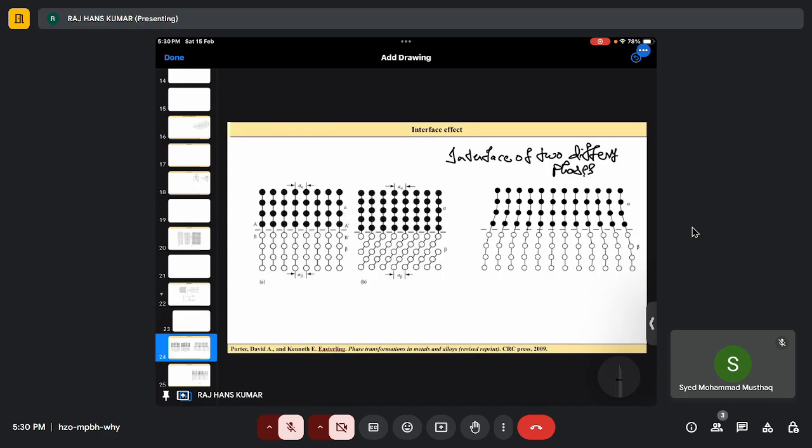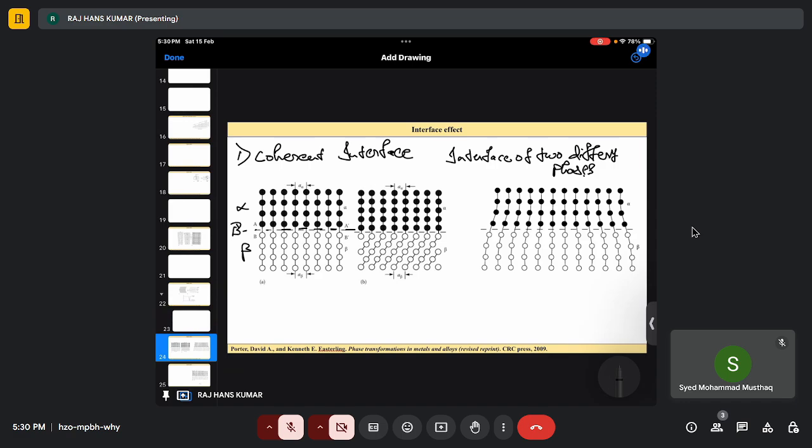Now, how many types of mechanism we can follow? So first one is coherent interface. What do you mean coherent interface? On either side, let's suppose this is my boundary between these two phases, alpha and beta. Let's assume this is alpha and the down one is beta. Right. Now there are two phases. It has a boundary B. Okay. So this is my boundary B.